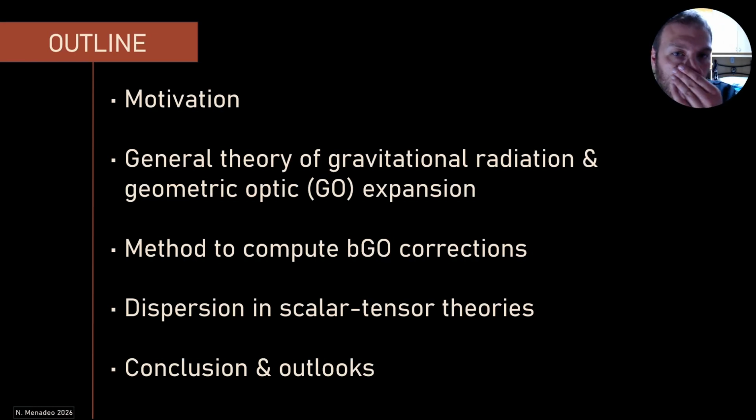Let me briefly outline the structure of this talk. I will begin by motivating the main reason behind this line of research, and then I will move on to describing the general theory of gravitational radiation within the geometrical optics framework. I will then go through some technicalities, showing the method to compute beyond geometric optics corrections, and finally I will apply the whole formalism to some specific cases of scalar-tensor theories. I will draft the conclusion at the end and outline the main implications and future perspectives.